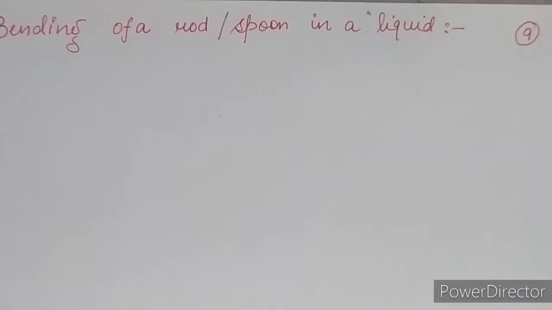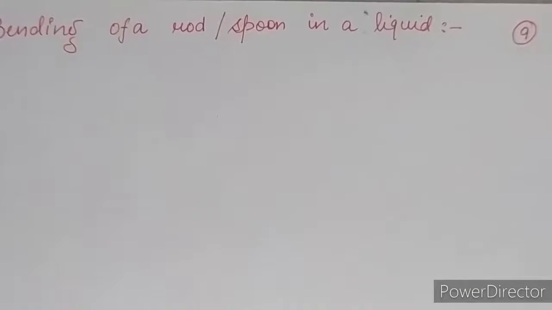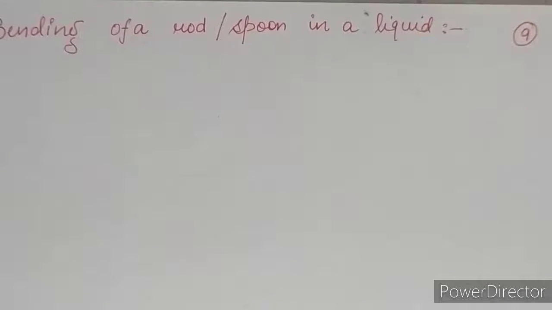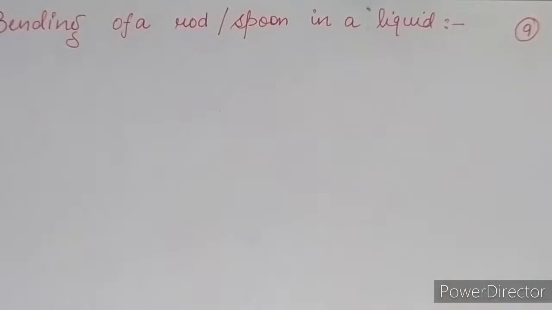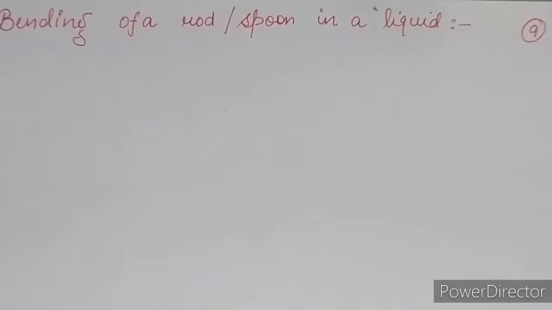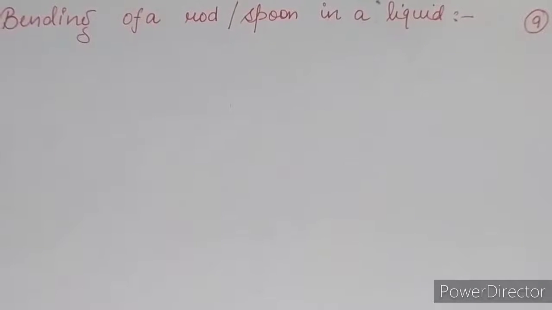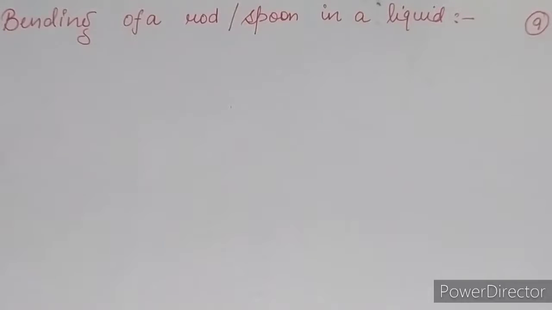Good morning, students. Today we are going to start our ninth lecture of chapter 11, that is ray optics. In our previous lecture, we discussed some of the phenomena related to refraction. In that, three phenomena we discussed: the twinkling of stars, sunrise and sunset, and the apparent bending of a rod or spoon in a liquid.